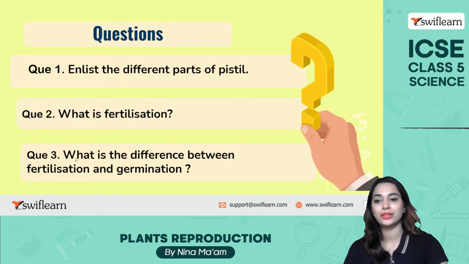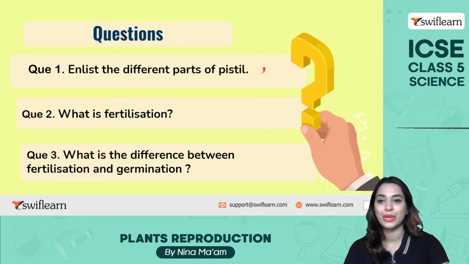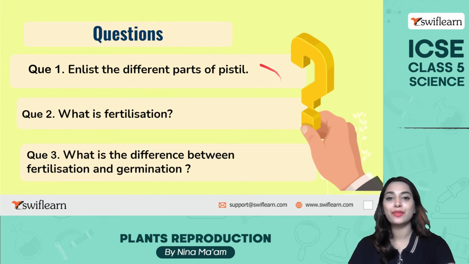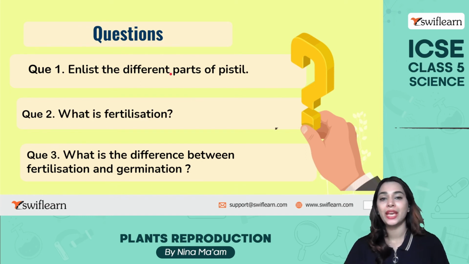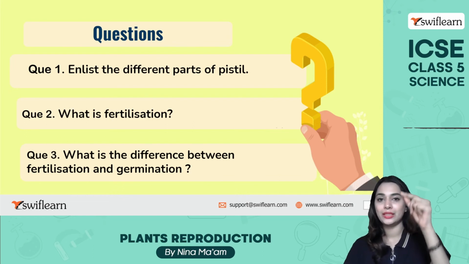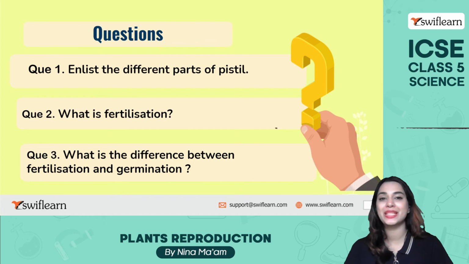The first one. So what is the first question? Can you please read it for teacher? Yes, list the different parts of a pistil. So imagine the pistil in your mind. The first one is the stigma, then the style, and it's connected to the ovary, and you can see the ovule inside the ovary. So those are the different parts of a pistil.